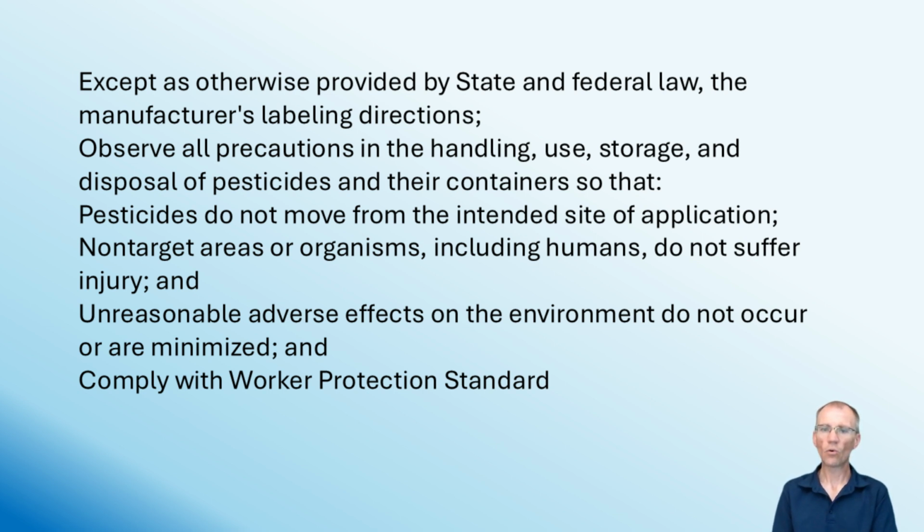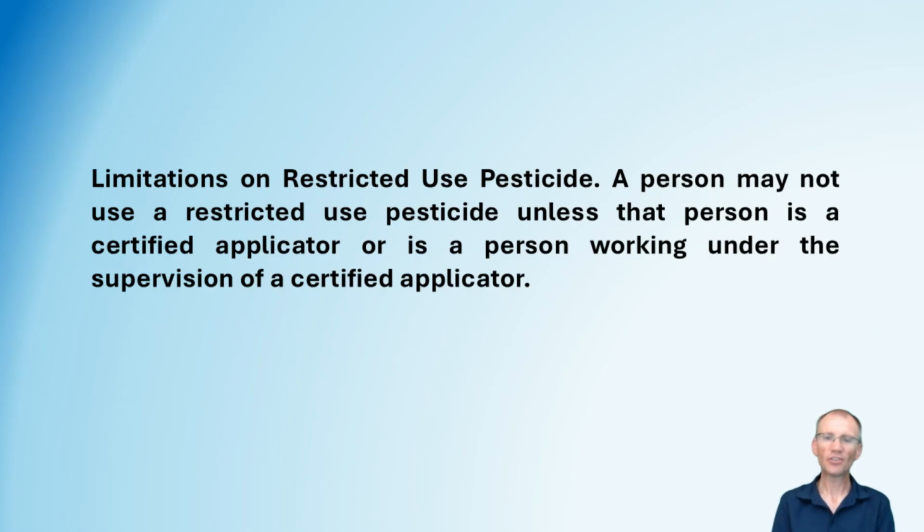Non-target areas or organisms, including humans, do not suffer injury, and unreasonable adverse effects on the environment do not occur or are minimized, and comply with worker protection standard. Limitations on restricted use pesticide. A person may not use a restricted use pesticide unless that person is a certified applicator or is a person working under the supervision of a certified applicator.